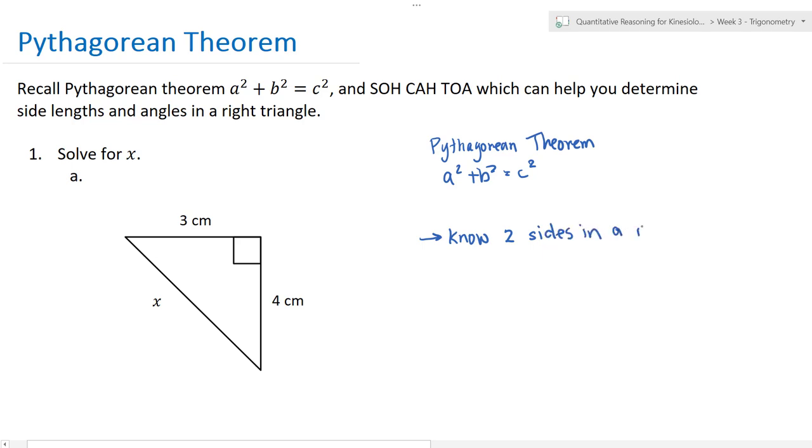in a right triangle. So that means one of the angles is 90 degrees, and you'll know that because you'll see that there's a square in one of the angles that shows you it's 90 degrees. And you're looking for the third side.